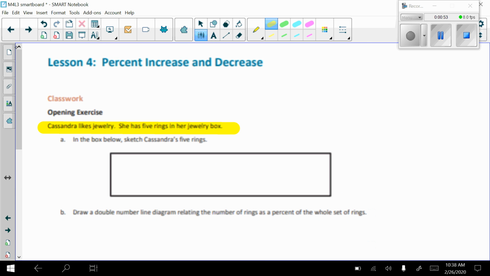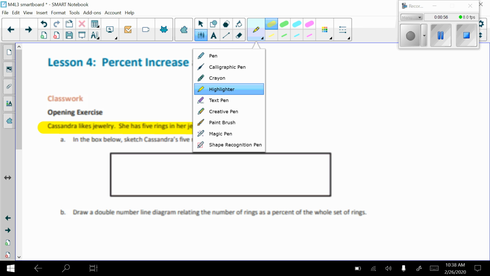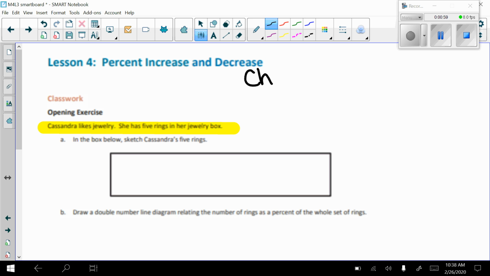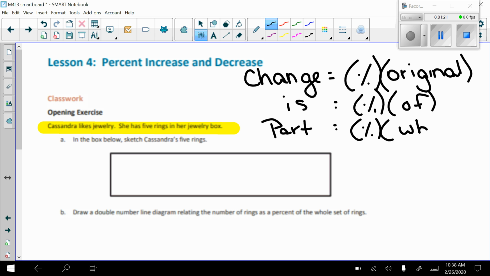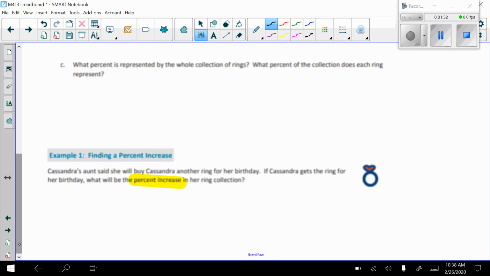So we have a new formula today. It is change equals percent of original. This works the same way as the is equals percent of, and part equals percent whole. But when we're talking about percent increase or percent decrease, we're using change equals percent of original. I know we have a lot of scrolling. Sorry about that.